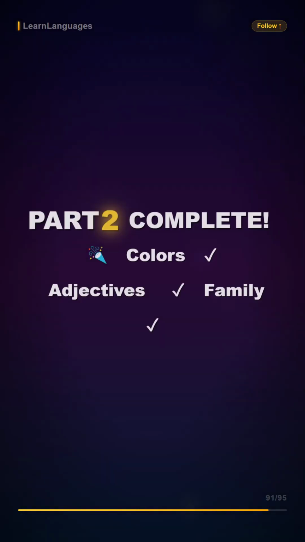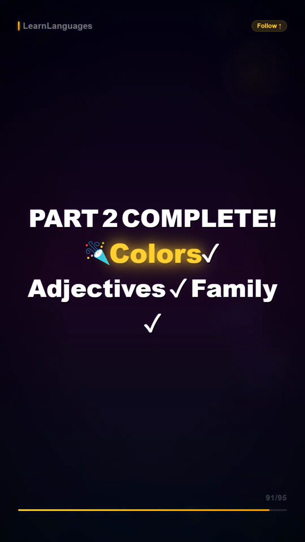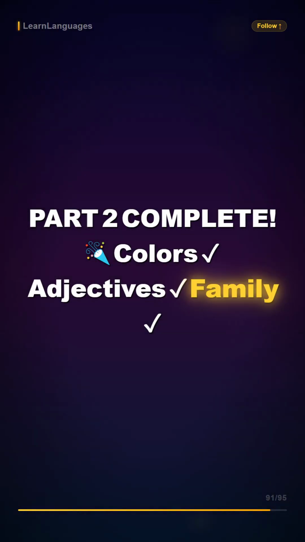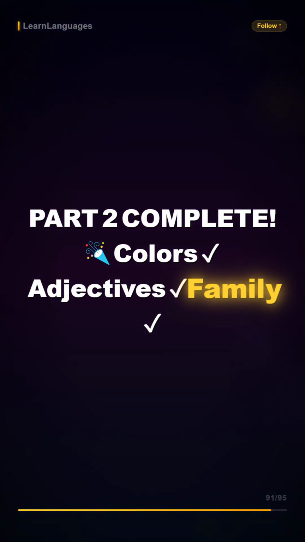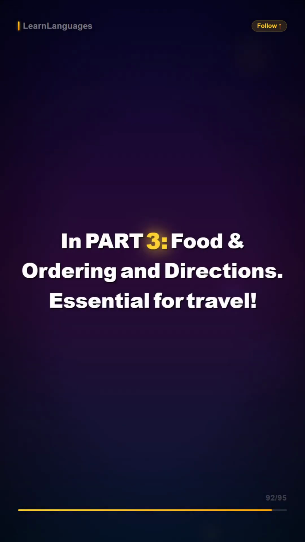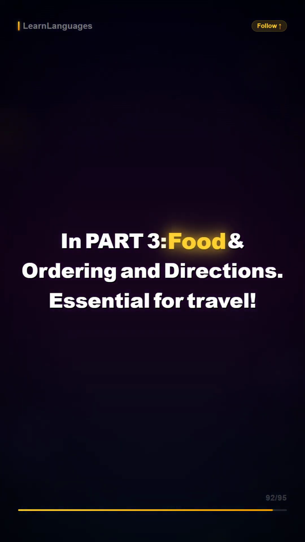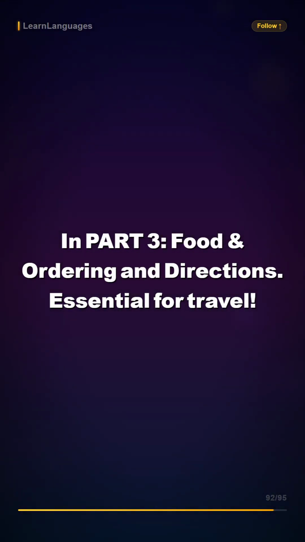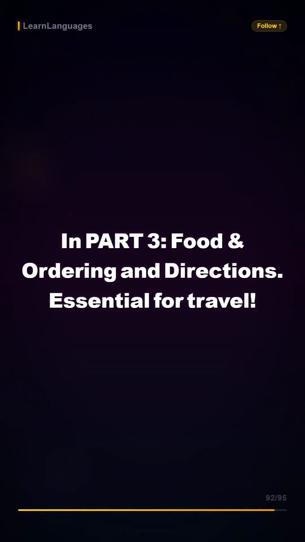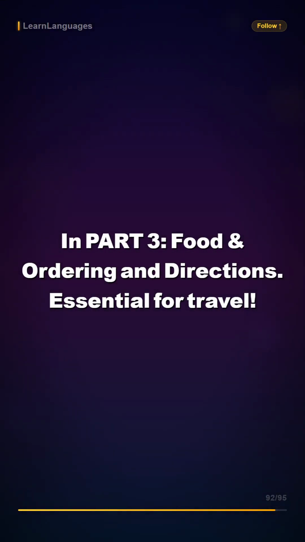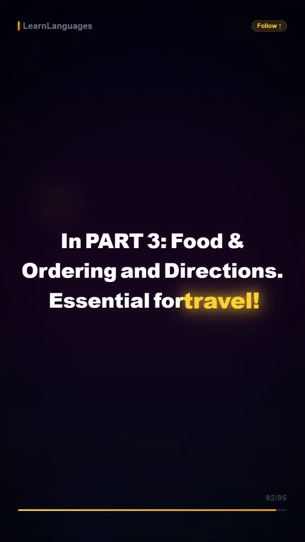That is it for Part 2. You have learned colors, adjectives, and family vocabulary. Incredible work. In Part 3, you will learn how to order food at a restaurant and how to ask for directions. 2 topics you need every time you travel to an English-speaking country.